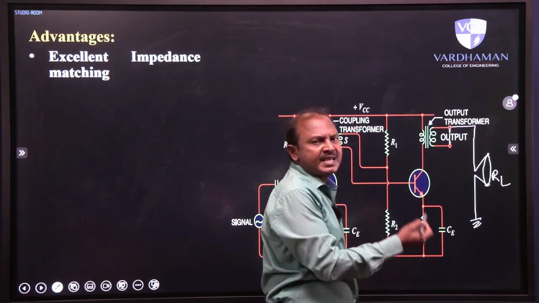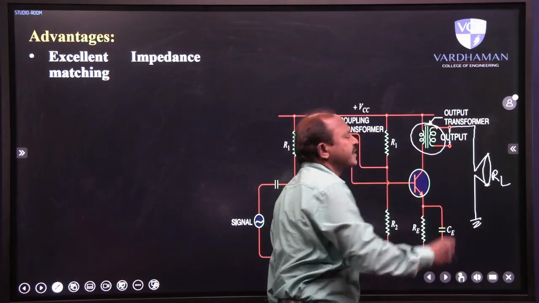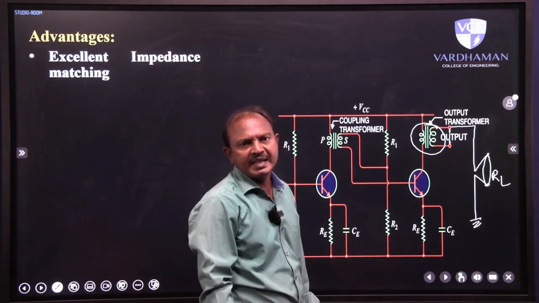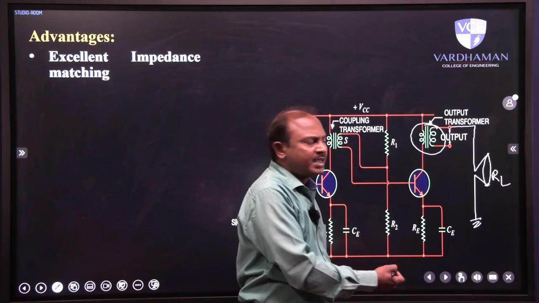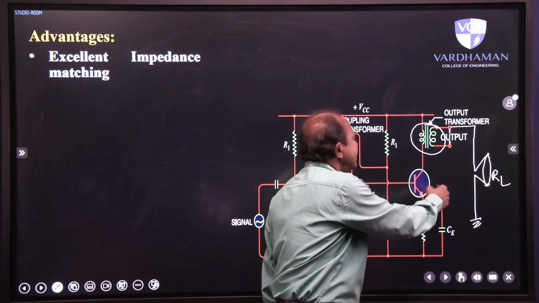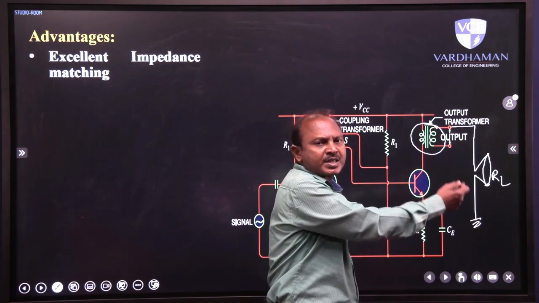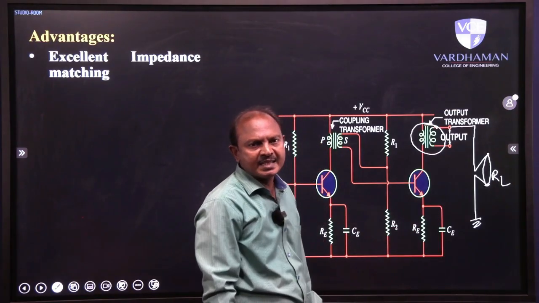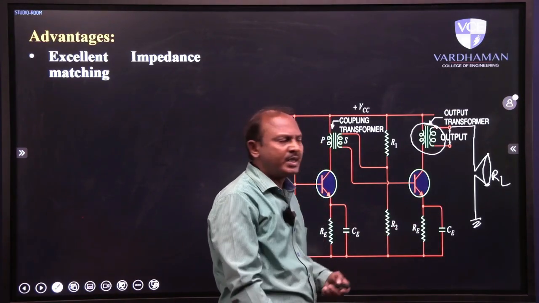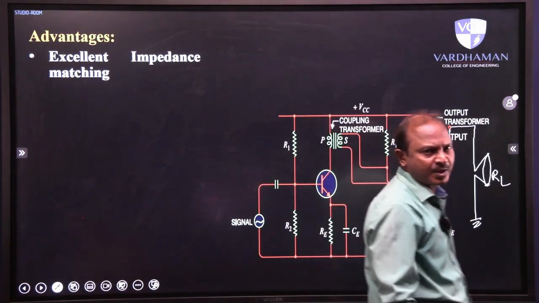That can be easily achieved with proper selection of the number of turns in the primary and the number of turns in the secondary of the transformer. As a result, impedance matching is easily possible. Why? Because the output resistance of the second stage can be adjusted with respect to the load resistance connected in the circuit. As a result, impedance matching can be easily achieved in this particular coupling scheme. That is the biggest advantage of this circuit.